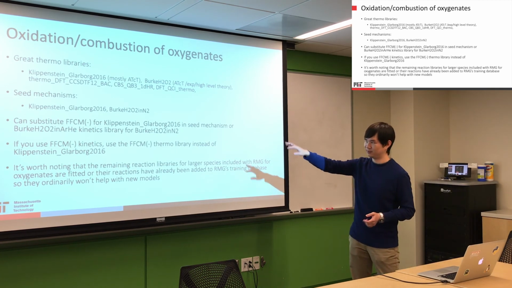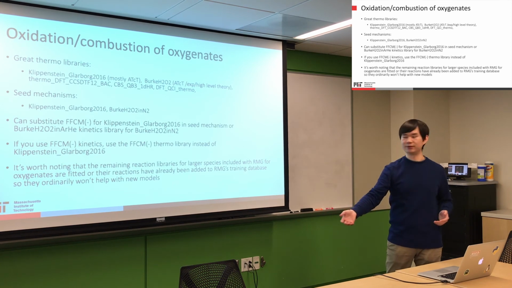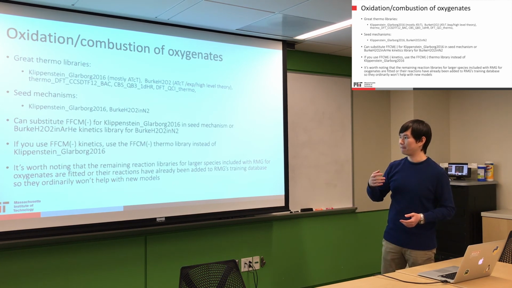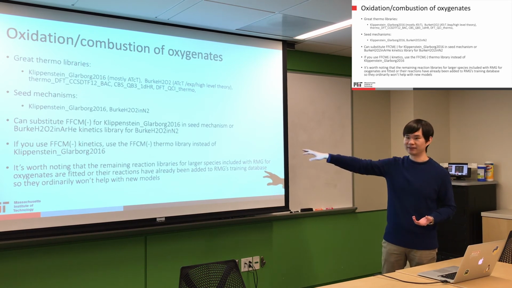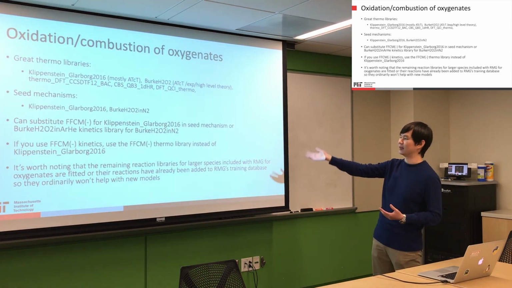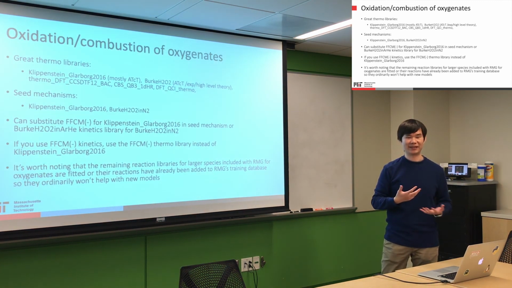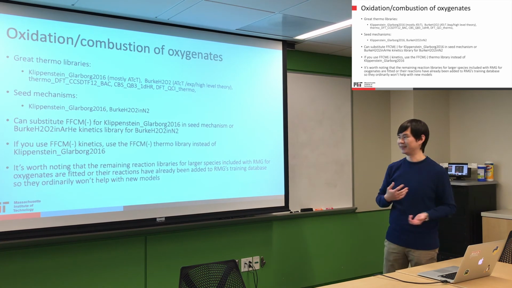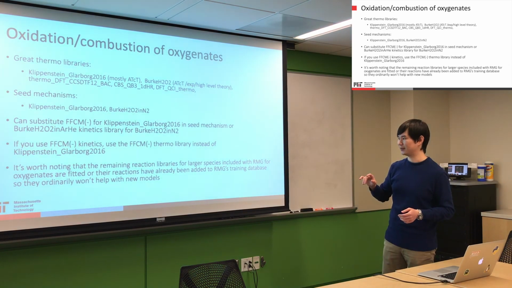FFCM is a somewhat popular mechanism for C0 to C2 species, but do note that if you use FFCM for kinetics, you should also include the FFCM thermal library, because FFCM is somewhat optimized within uncertainty bounds, I think. So you want to make sure that pairing is matched up.